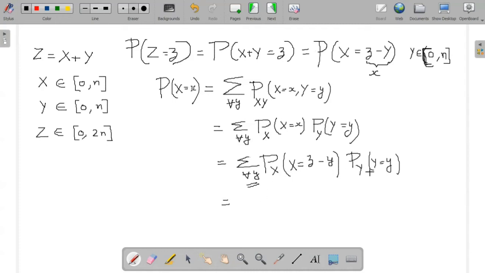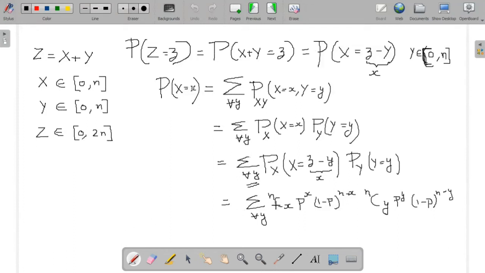Now putting the PMFs of x and y, which we know, is nothing but nC x p power x. X here is z minus y, but firstly I will write in terms of x: (1 minus p) power n minus x, nC y p power y, (1 minus p) power n minus y.